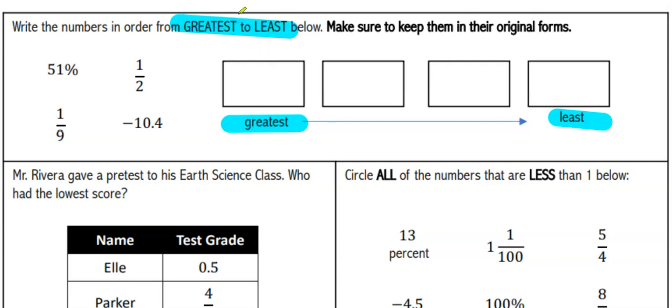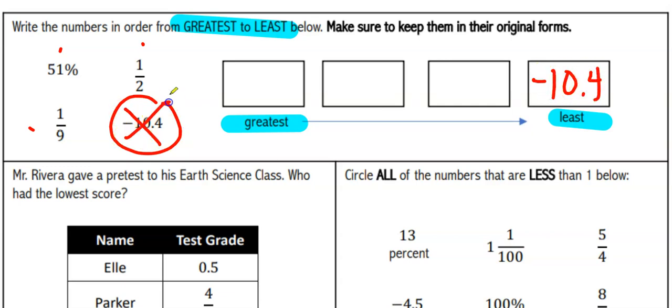So when I'm going from greatest to least, I'm going to think back to that checklist. And I'm going to look at my numbers and see if there are any that are obviously greater or less. Okay, now I don't see right away what's greater because I don't see anything that's greater than 1. All of these are going to be less than 1. But I do see one that's going to be the least because it's a negative number. So I'm going to plug in my negative 10 and 4/10 here. So I've already used that one.